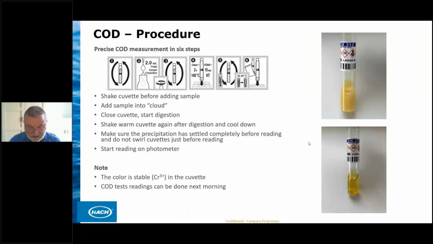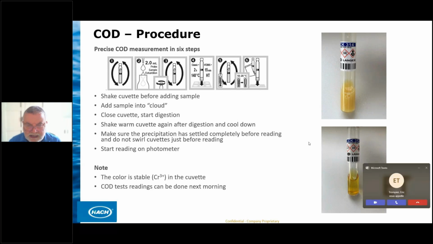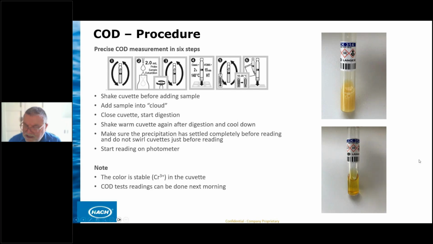The method is carried out in 6 steps, and all the reagents are existing in the cuvette test. The operator has only to add 2 milliliters of the sample, which has, of course, to be homogenized because the particles contain COD, and we need also, of course, to have a representative sample regarding particles.